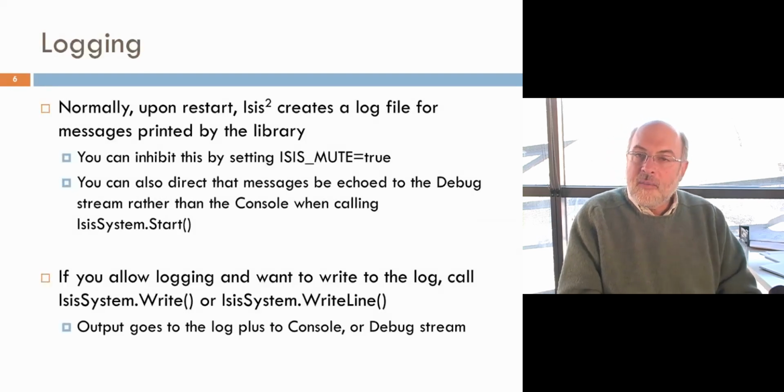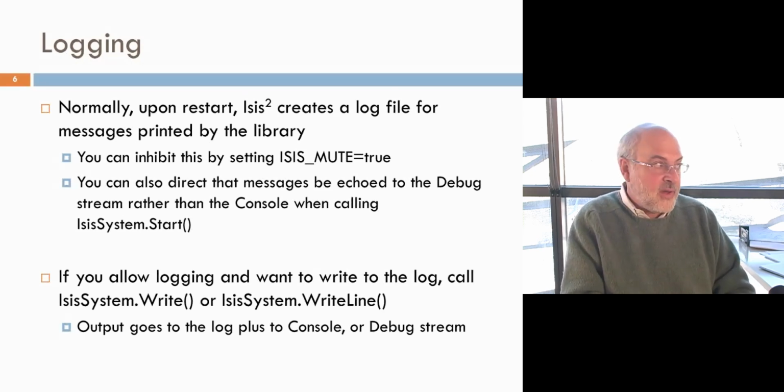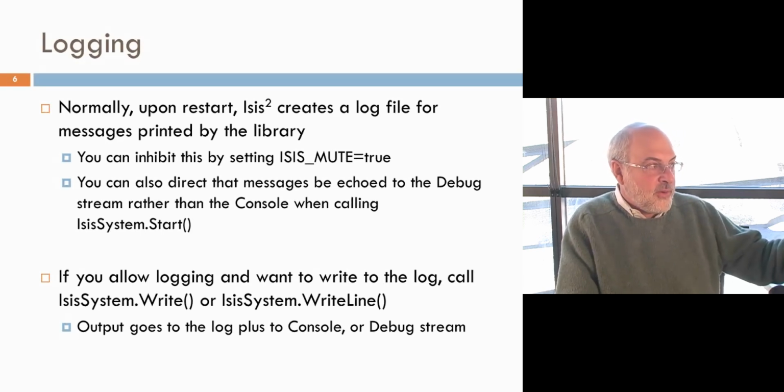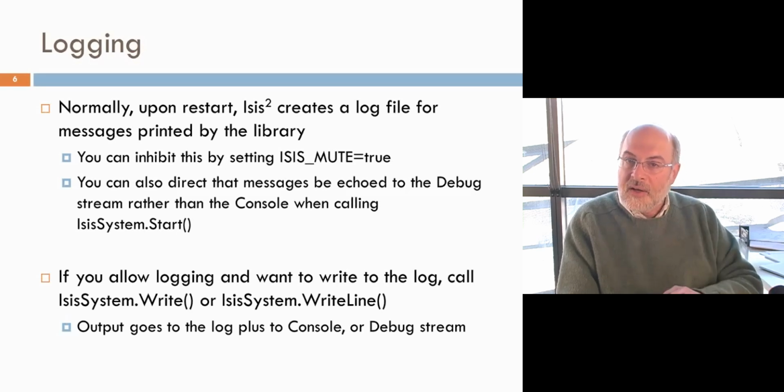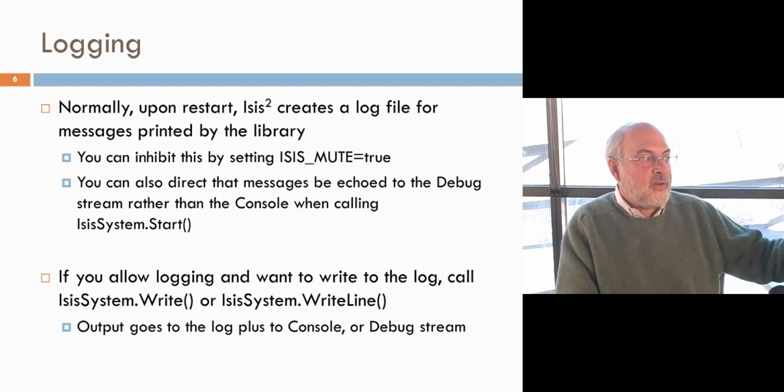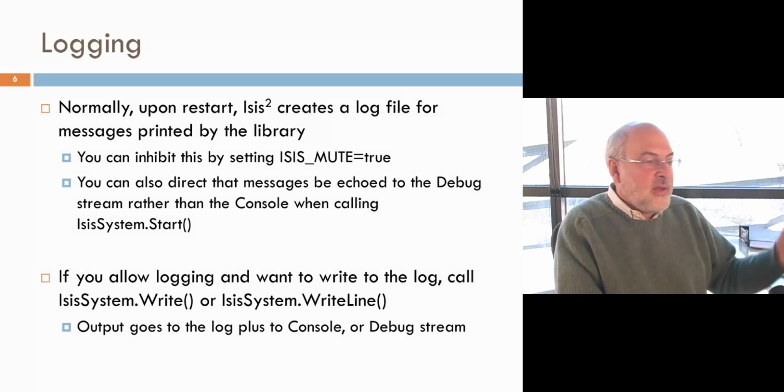All right. Next, there's some logging features. When ISIS starts up, by default, it prints out all sorts of stuff that can be helpful for debugging the system and understanding why things went wrong. And it creates a log file for that. And you can inhibit this if you want by setting ISIS mute to true. You can also direct the logging output to different places. By default, it just prints them on the console. If you don't want that, you can force it to print to the debug output. And you can actually control where the log file is placed as well.